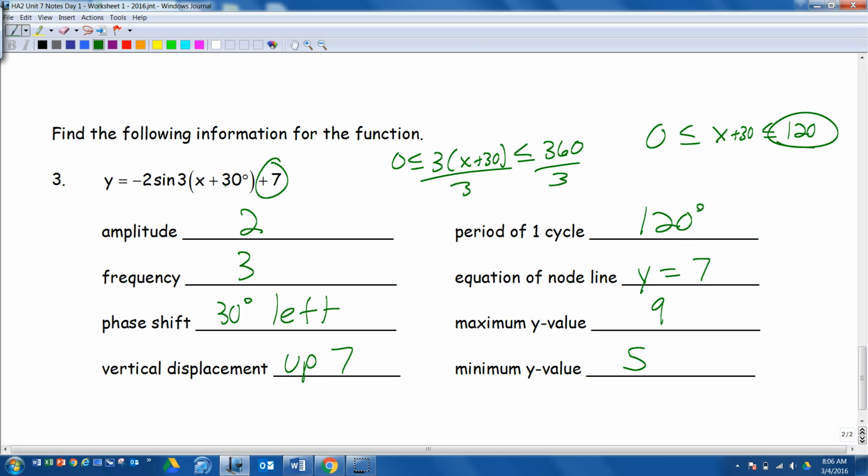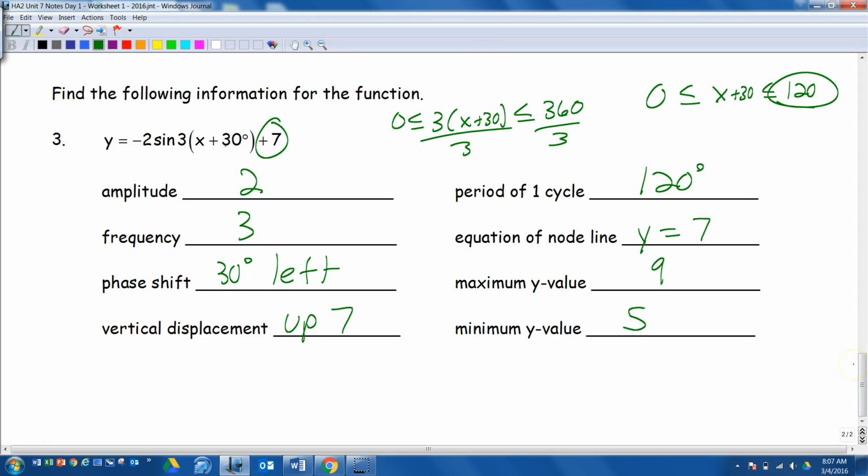Okay? Or you can just, like I said, take 2 pi or 360 and divide it by the frequency. Okay. So anyway, that is the answer. Those are the answers. So we will do cosine tomorrow, which doesn't change much.